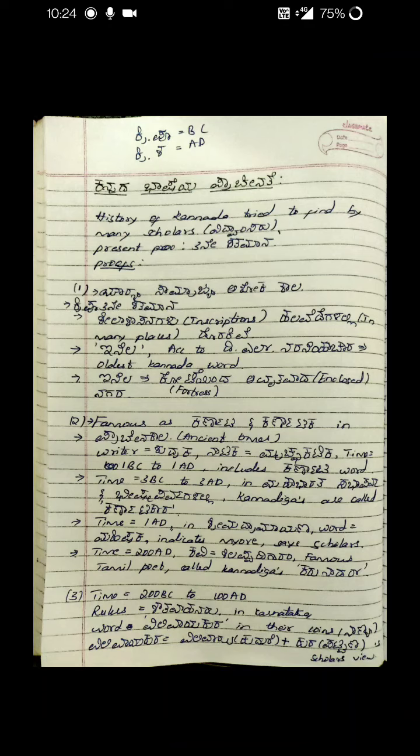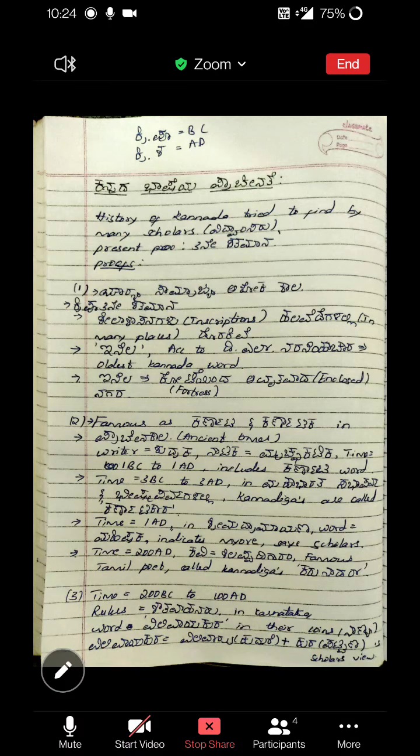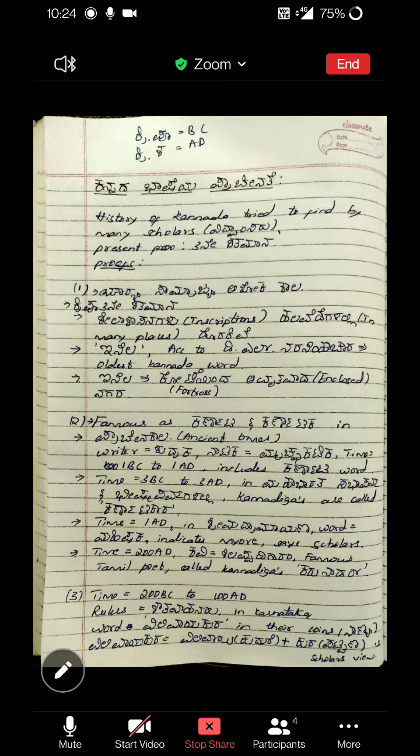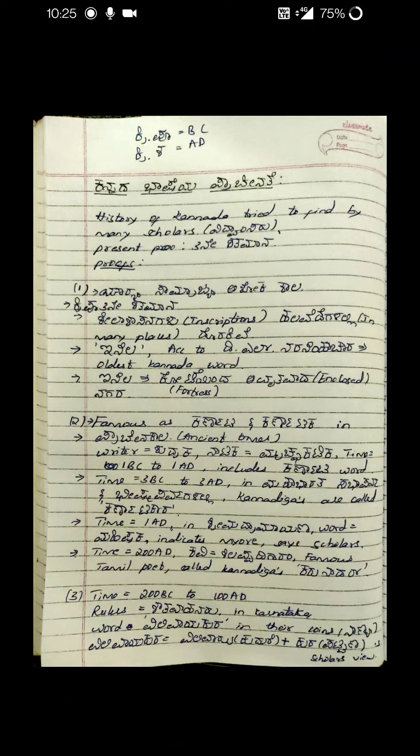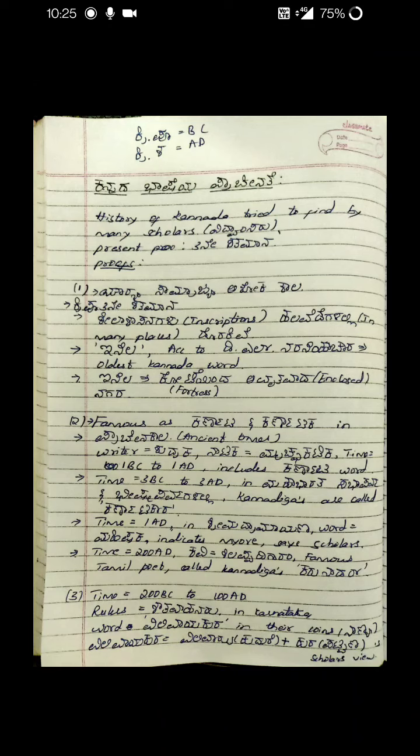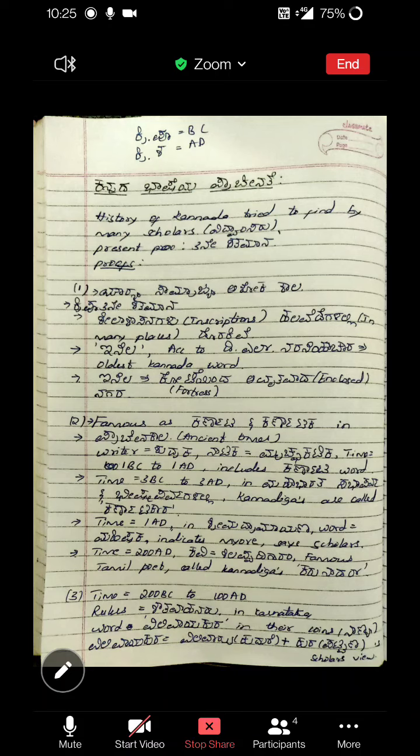The first proof is Maurya Samaja Ashoka Kala. During the Ashoka Kala, Kripu means BC, before Christ, and Krisha means AD, Anno Domini. So during Kripu Murne Shatmana in Ashoka Kala, inscriptions were found in many places. So during this Samraja Ashoka, in the 3rd century, there were a lot of inscriptions engraved in many places. There was this word called Isila. According to D.L. Narasimhachara, it is the oldest Kannada word.